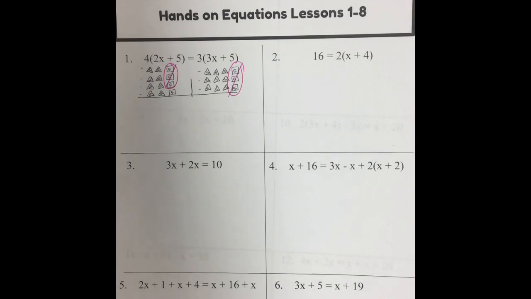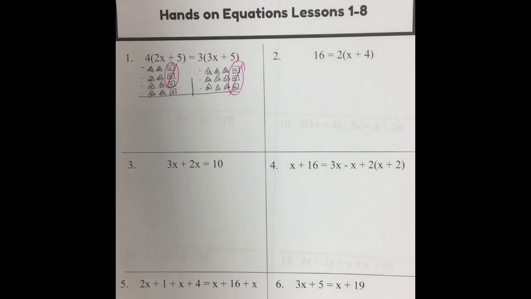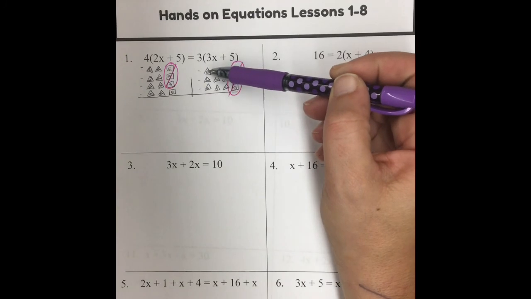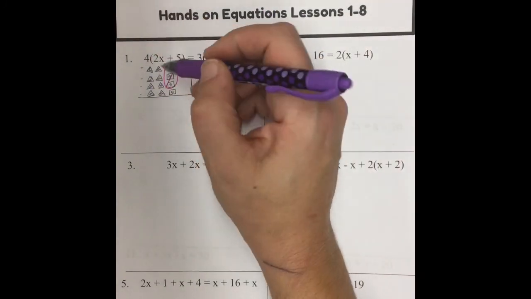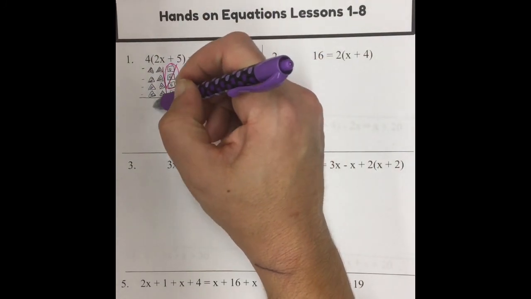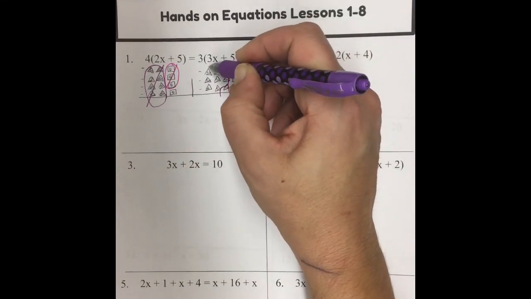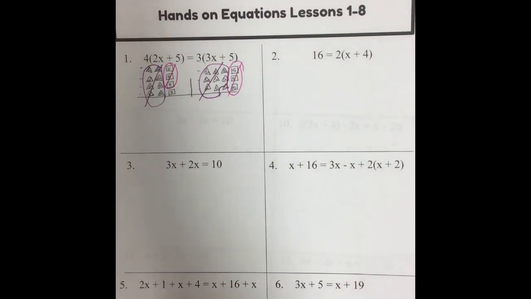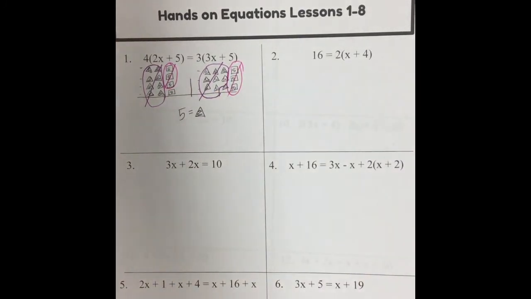I'm going to do the same thing with my triangles, because I know the other rule says I can take a triangle off the left side as long as I take it off the right side at the same time. On this side, I've got 1, 2, 3, 4, 5, 6, 7, 8 triangles. On this side, I've got 1, 2, 3, 4, 5, 6, 7, 8, 9. So I've got one more over here. If I cross off all 8 of these triangles, I have enough here to cross off 8 as well. I'm taking the same weight off each side of my equation. Very easily I can see that one triangle, or x, is equal to 5.